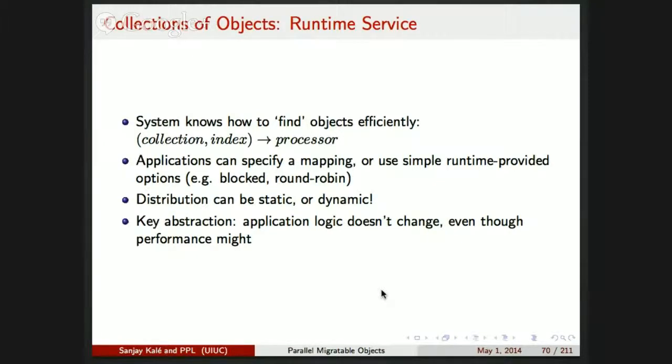And the distribution can be static or dynamic. But the key thing about this is the application logic doesn't change at all, not even depending on what mapping you specify, not in the face of migrations. As long as you have that proxy to that array, you can use that proxy with an index to find any element in the array, regardless of where it is, regardless of whether it's moved. You can call methods without needing to deal with that bookkeeping yourself. That's all handled by the runtime system.